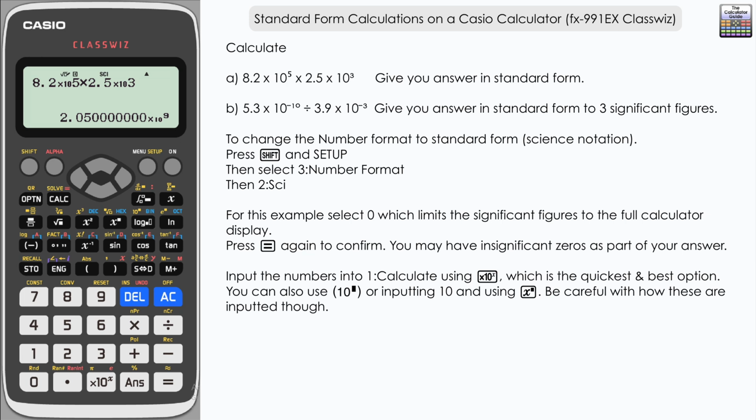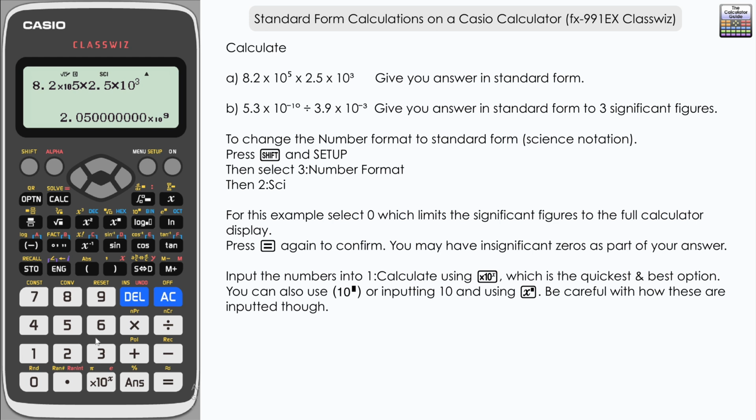Now we could have inputted this in a different way. So let's just delete off the times 10 to the 3 part, go back and let's say we inputted that as times 10 to the power 3. That would be absolutely fine here. The reason why is that everything's just being multiplied, so that still gives us the correct answer there. But we need to be very careful when we do the divide. So let's take a look at that.